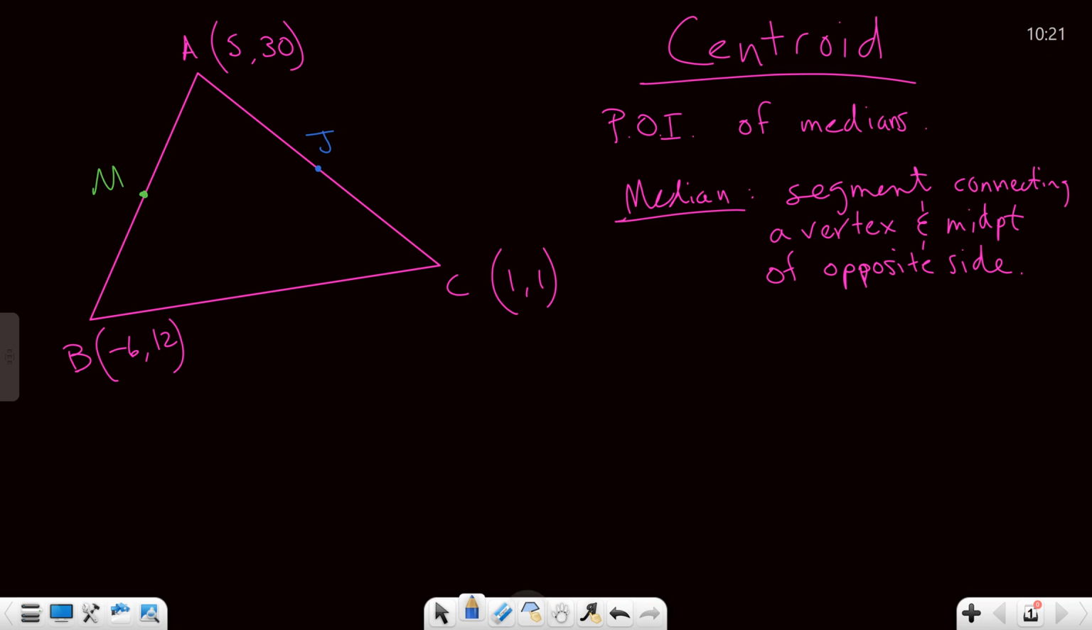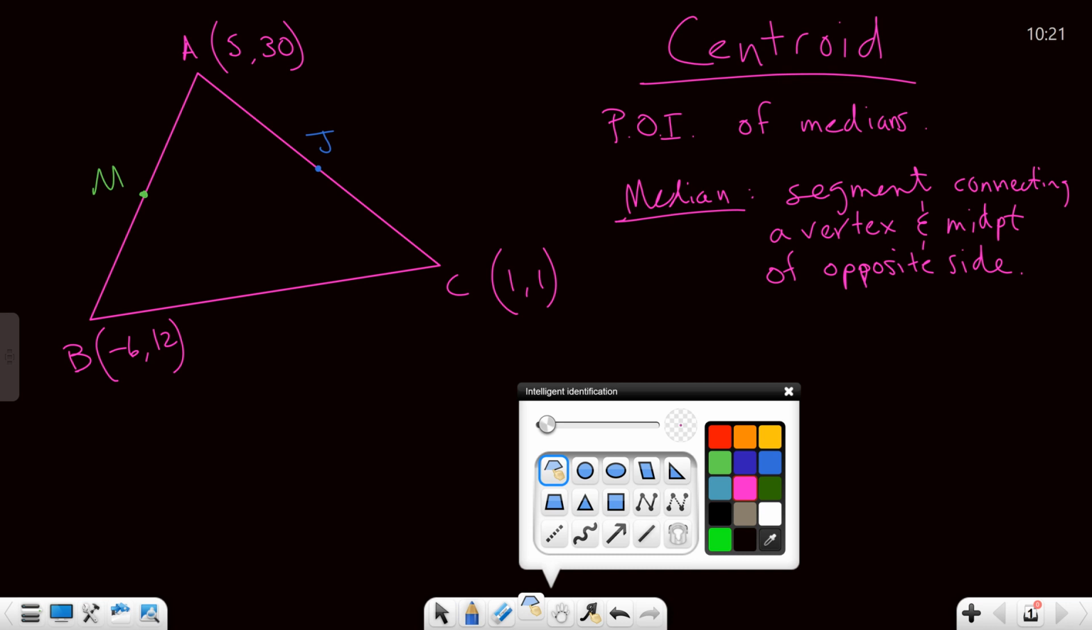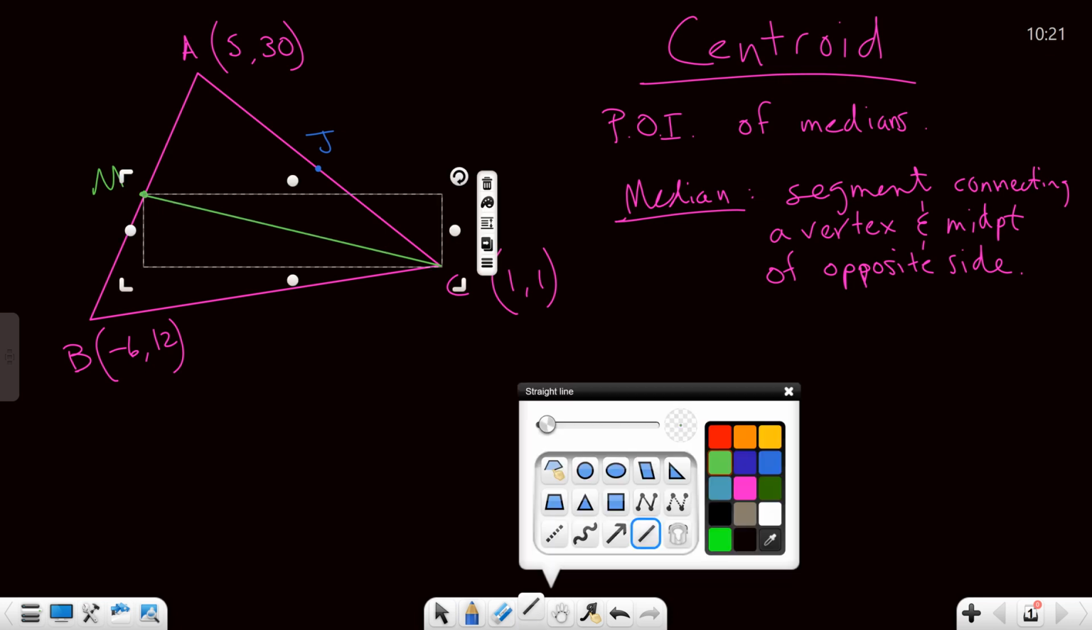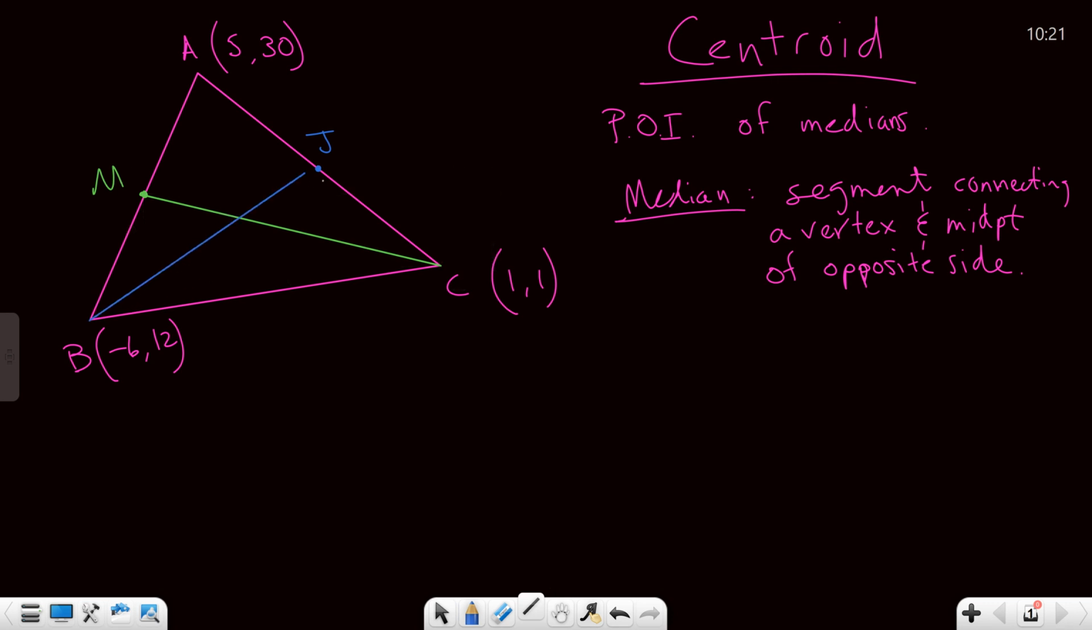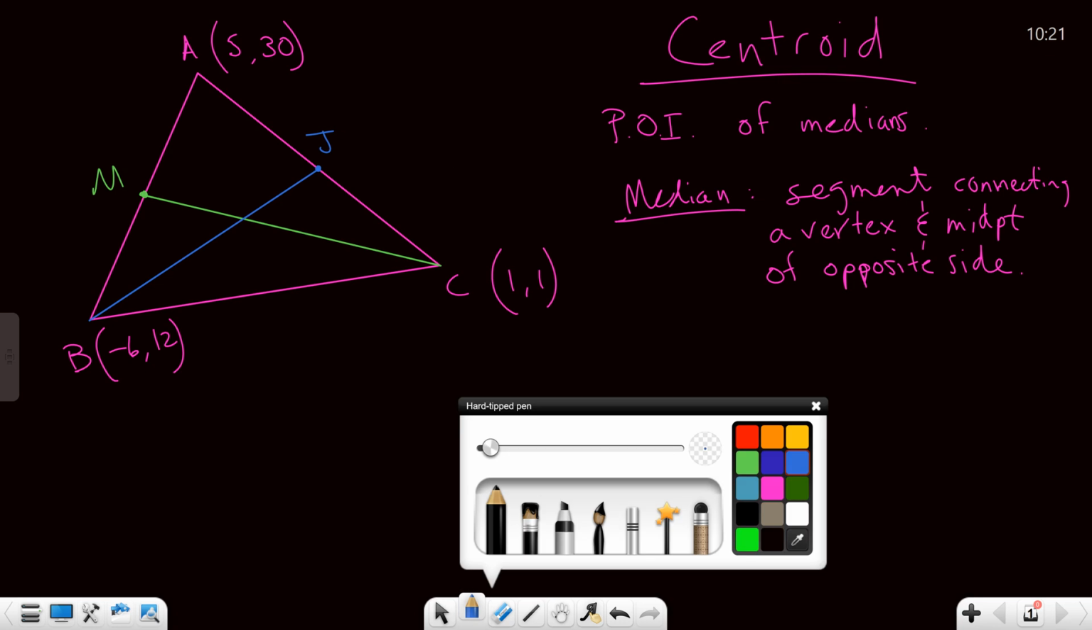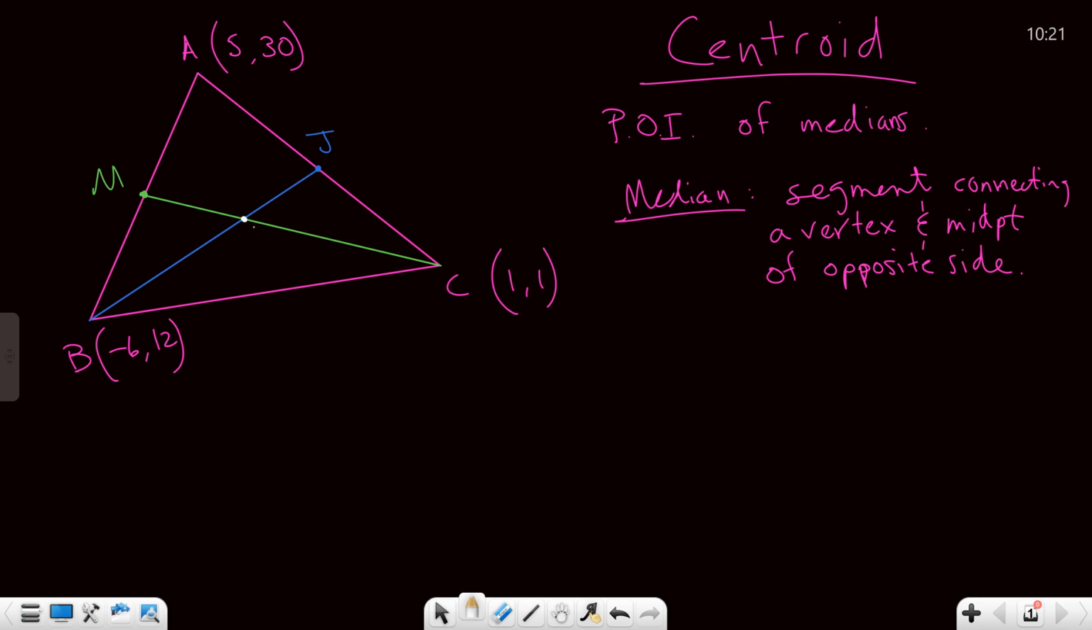Now, for those of you that can't visualize what's going on, let me show you. Segment, we want it in green. We're going to go from the vertex to the midpoint of the opposite side, and from the vertex to the midpoint of the opposite side. And that little bugger right there is the centroid. We'll call it Q, because I already used C. Be careful not to repeat letters.